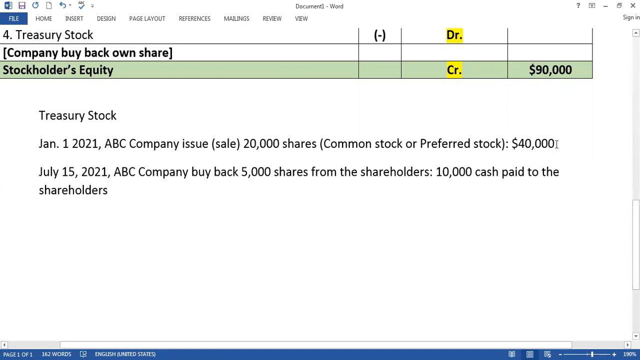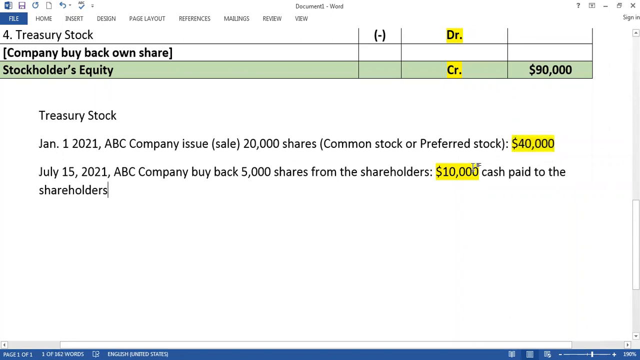Now look at here. You give me $40,000, right? And I buy some shares from you again, and I give you $10,000 cash. So this money is already paid to you, right? Now can you claim $40,000? You give me $40,000, you buy 20,000 shares, and I buy back some shares from you and give you $10,000. Can you claim this money again? You cannot claim the $40,000.